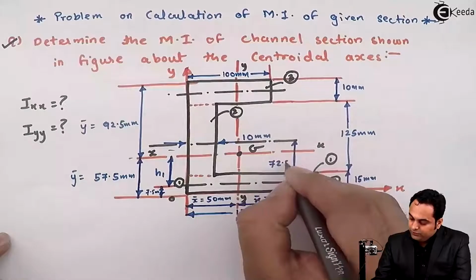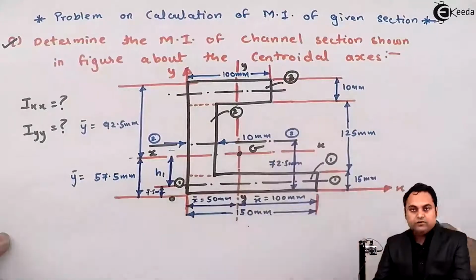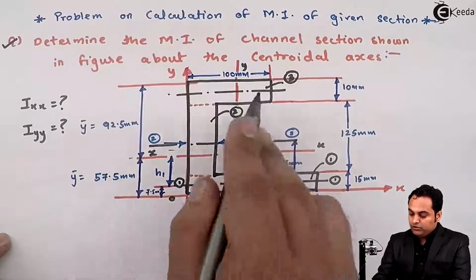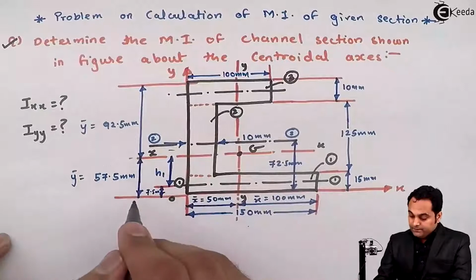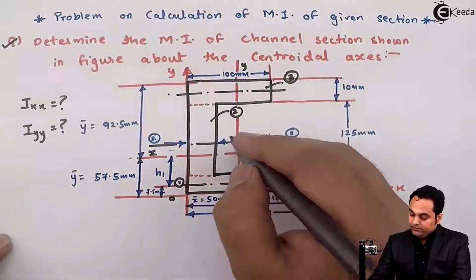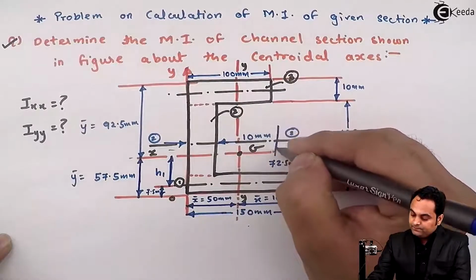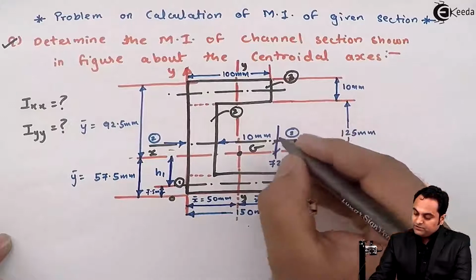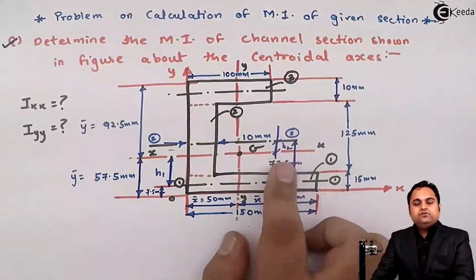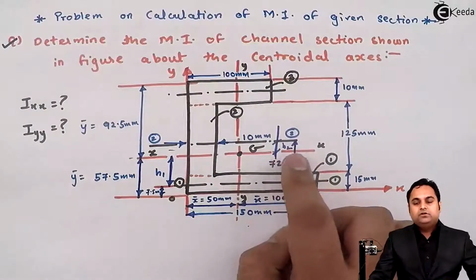This is 72.5 mm from bottom, that is for rectangle number 2. But the x-axis for the complete C section is passing through 57.5 mm distance from bottom. It means now there is a distance between the two axes, and this distance would be called h2. So that is why we are using the parallel axis theorem, because there will be some distance between the two axes.